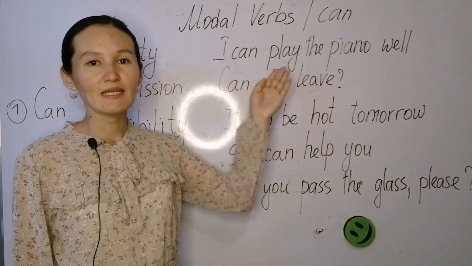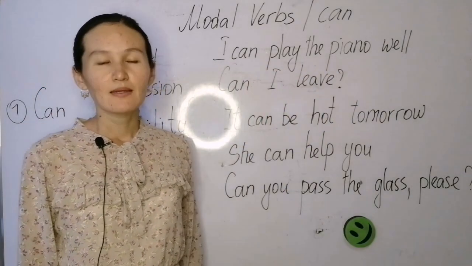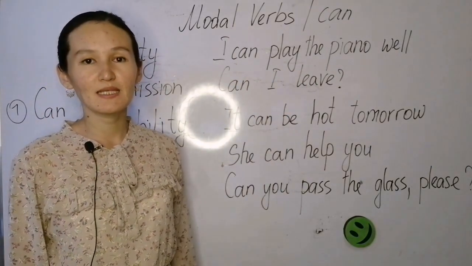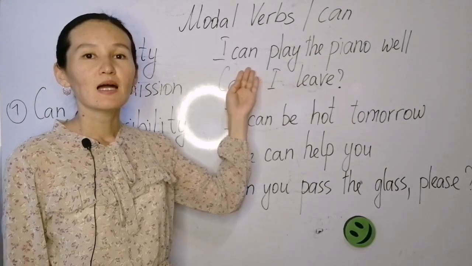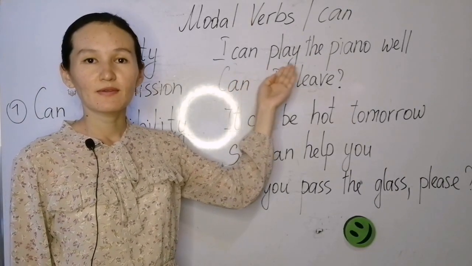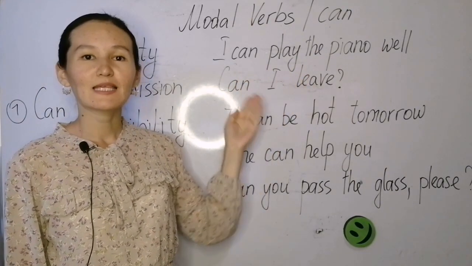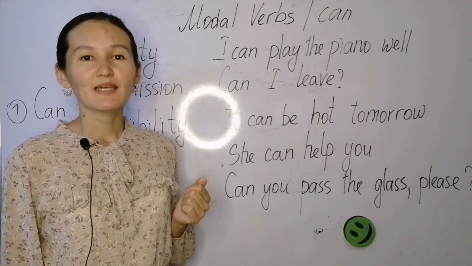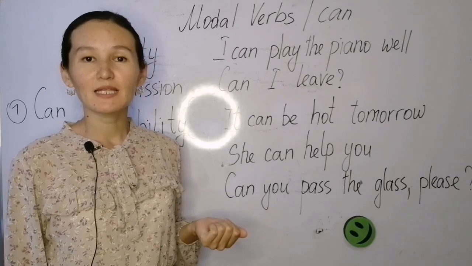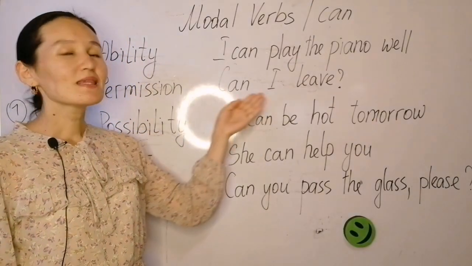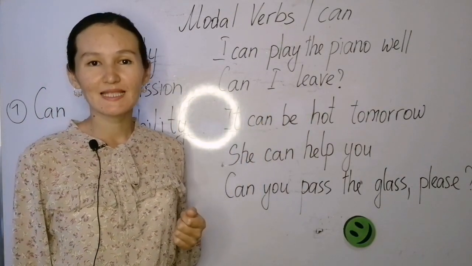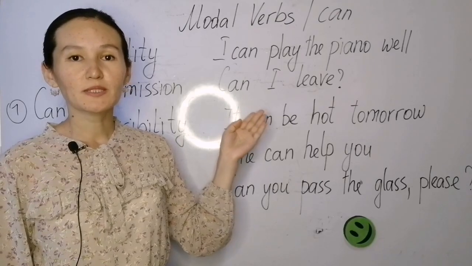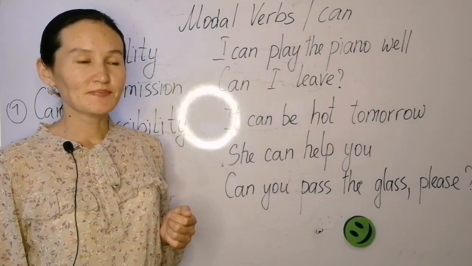I can play the piano well. Well, in this sentence, can play. So we can see the modal verb can is used with the verb play. I can play the piano well. It's actually showing the ability. Can I leave? So in this sentence, the modal verb is can. It actually talks about permission.